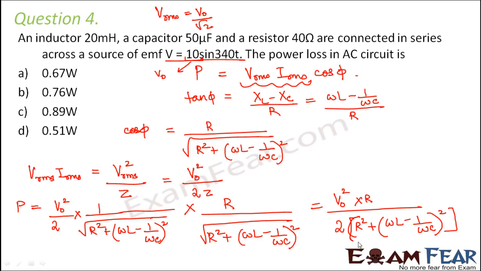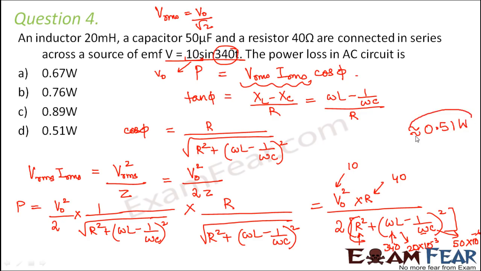So now do we have all the values to calculate this? Yes, we do have. V naught is equal to 10. R is given as 40 ohms. What is the value of omega? Omega is 340, because it is V is equal to V naught sine omega t. So omega is 340. L is given as 20 millihenry, that is 20 into 10 to the power minus 3 Henry. Again, omega is 340, and C is given as 50 microfarad, that is 50 into 10 to the power minus 6 farads. So when you put all of these values and do the calculation, you get the answer approximately equal to 0.51 watts. That is option D.